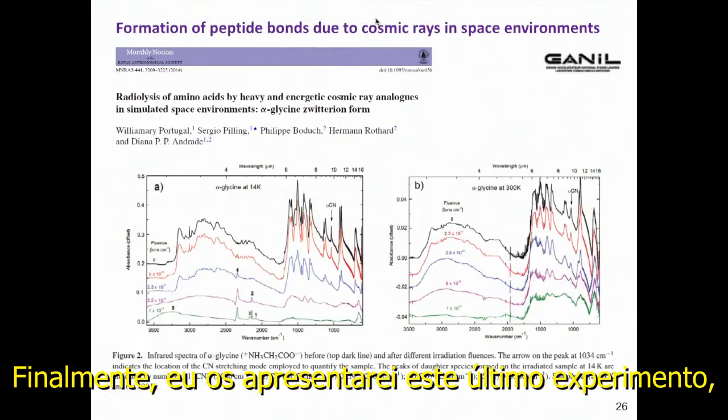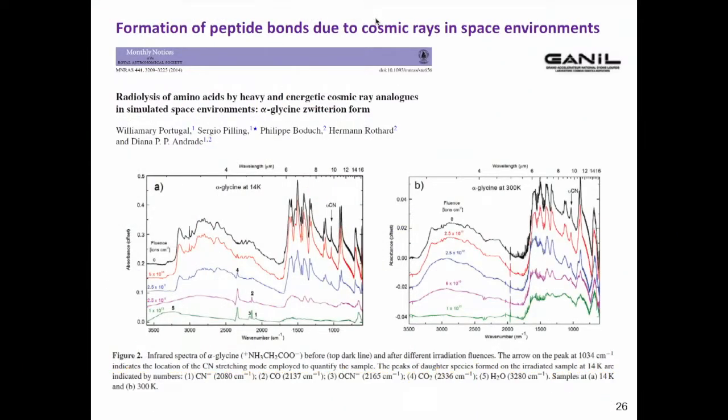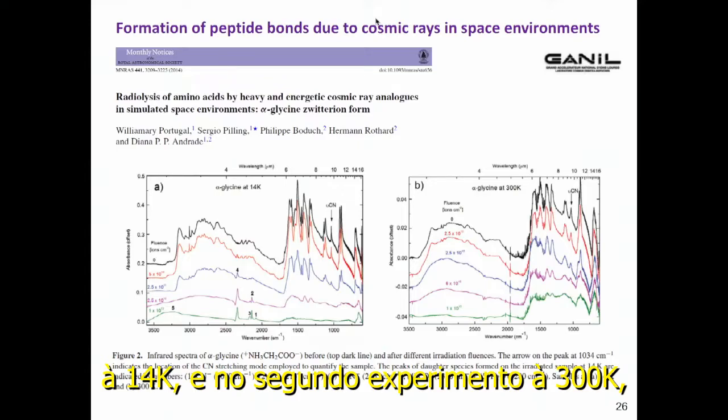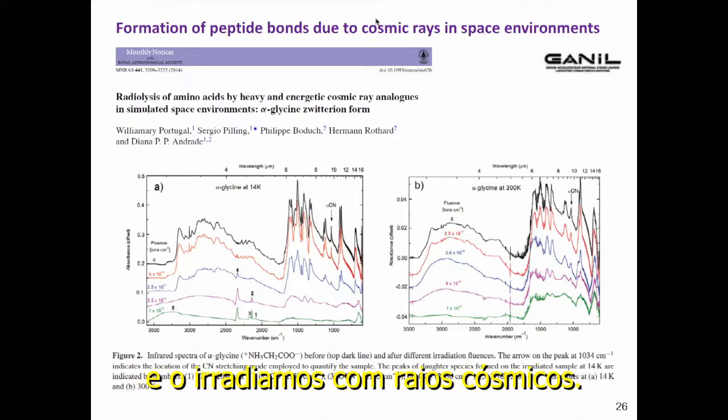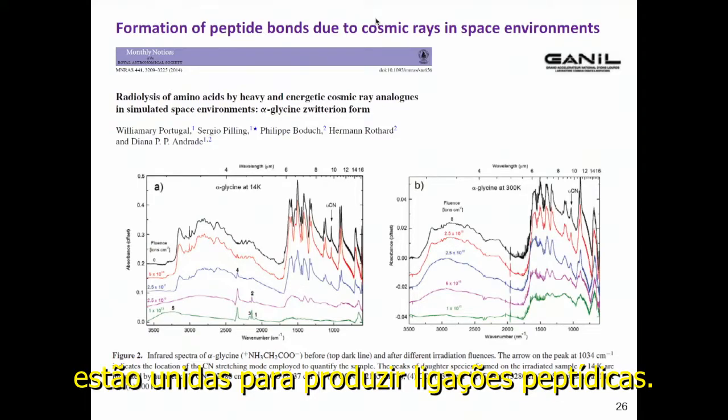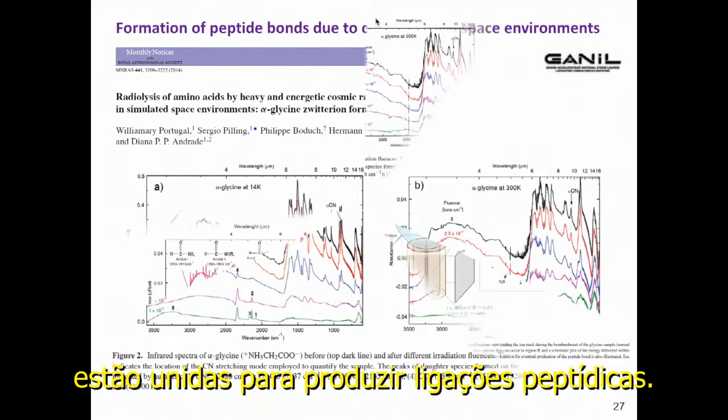Finally, I will present this last experiment. We start with glycine in the ice phase at 14 Kelvin and a second experiment at 300 Kelvin, and we irradiate it with cosmic rays. What we observe in the end is that glycine is destroyed, okay, but a fraction of the molecules are joined together to produce peptide bonds.